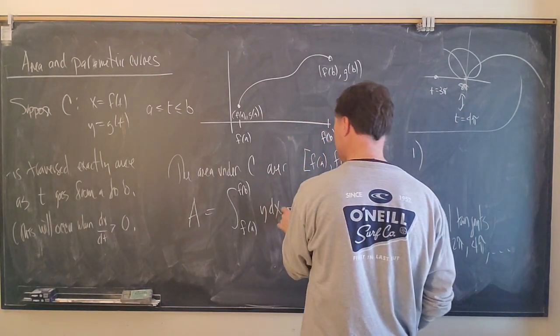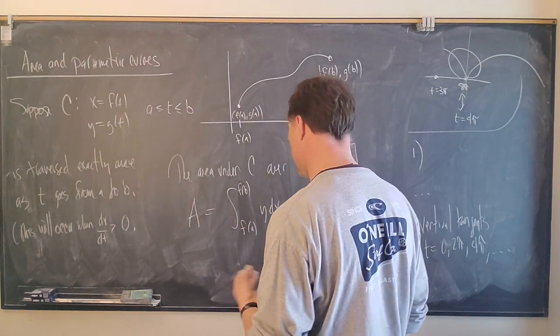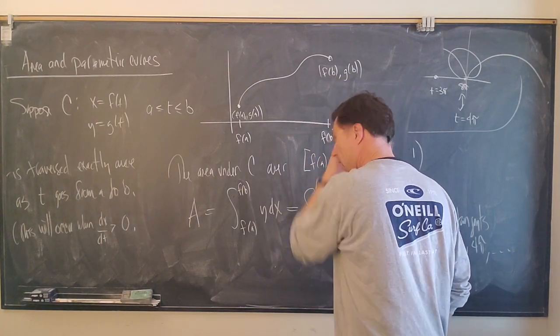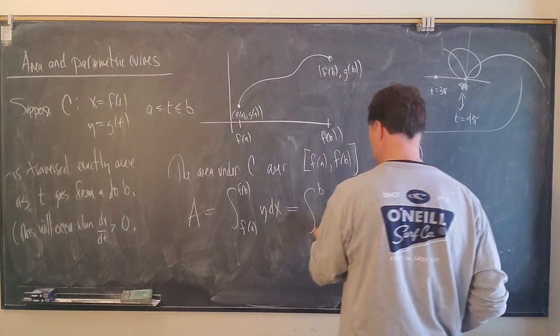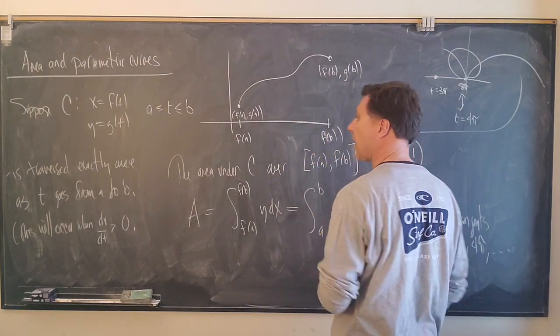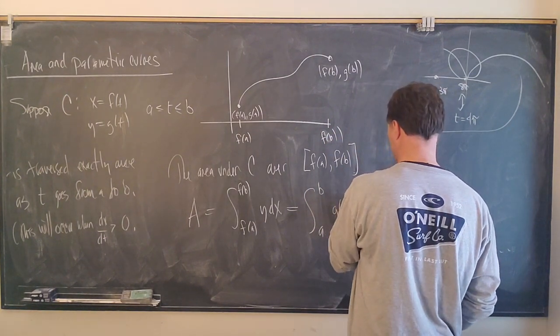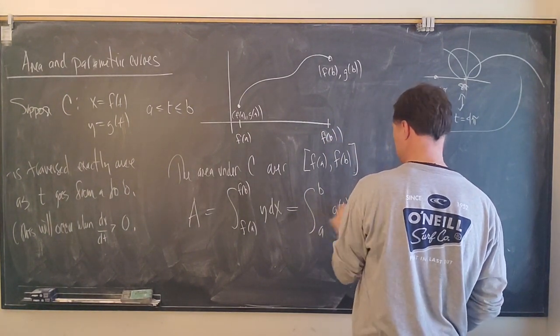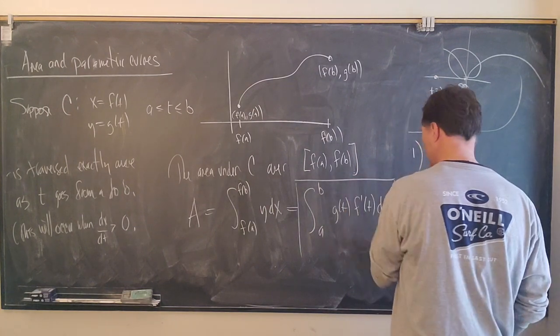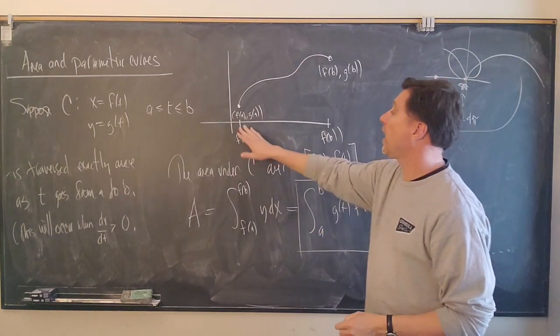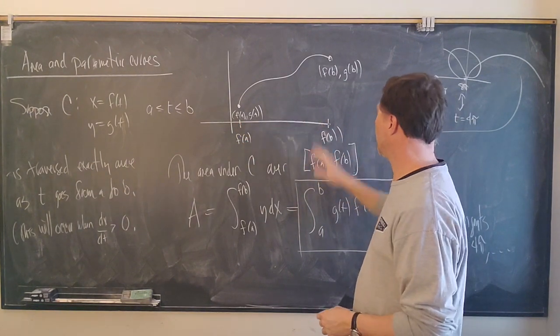Right? But in this case now, when we switch to the variable t, I'm going to make a substitution. So this will be the integral from a to b, and then y is g of t, and dx is going to be f prime of t dt. Right? So that integral right there will compute the area under the curve as we go from f of a to f of b.